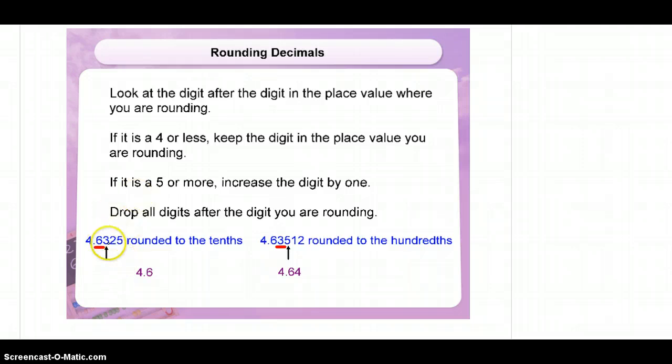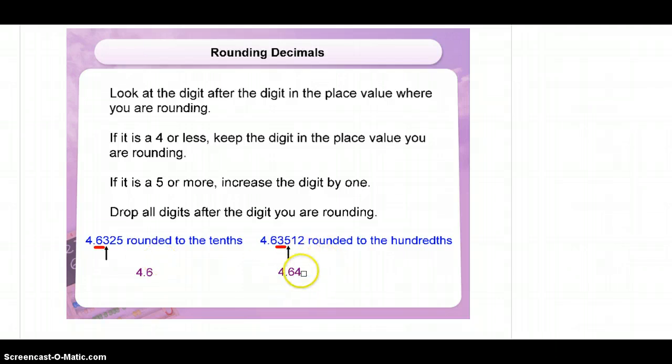So what that means is you have to actually look at the hundredths and see if that number is a 4 or below or a 5 or bigger. If it's a 4 or below, then you leave the 6 as 6. If it's a 5 or above, then you change the 6 to a 7. You'll never drop the 6 down to a 5. It'll either be 6 or it will round up to a 7. So this one's 4.6 because the number after the tenths place, which is where we're rounding to, is a 3.